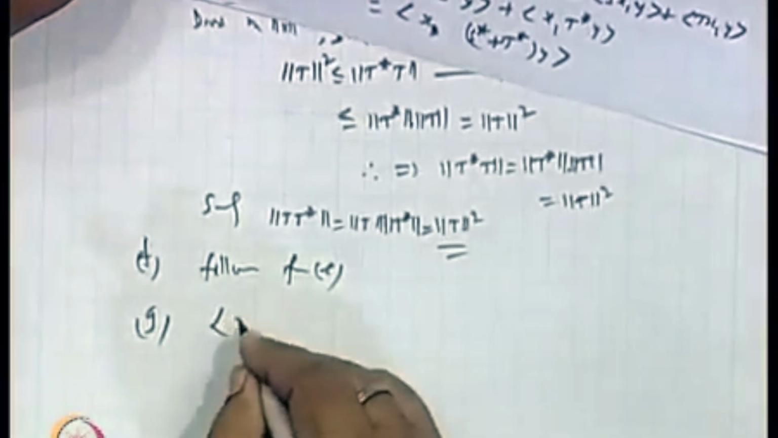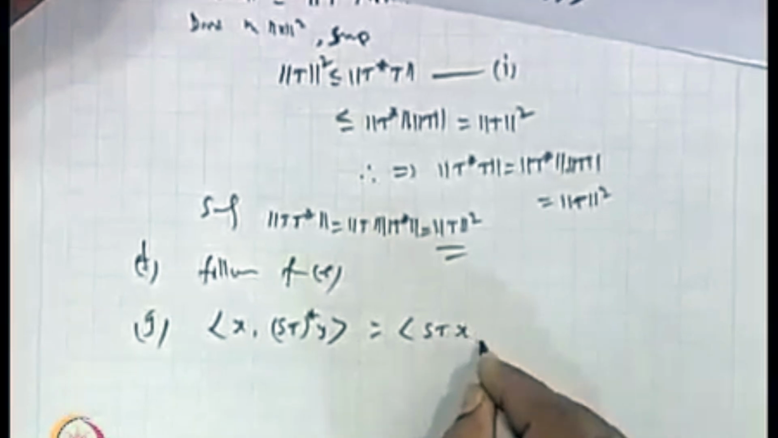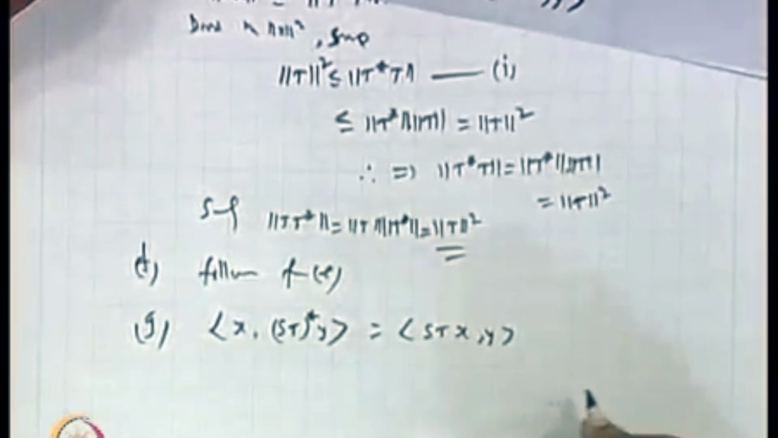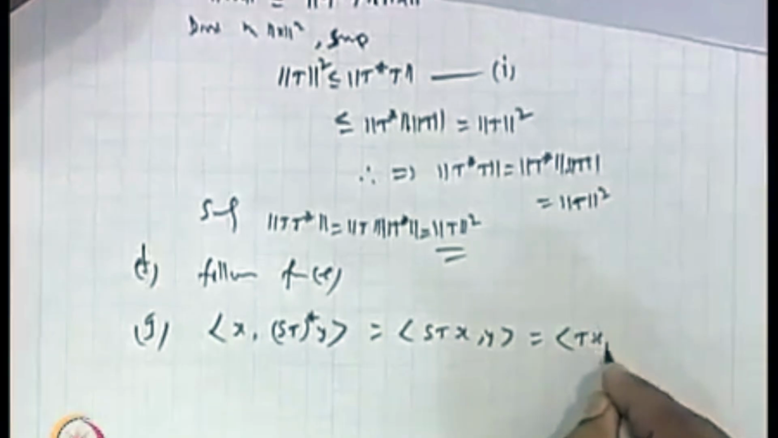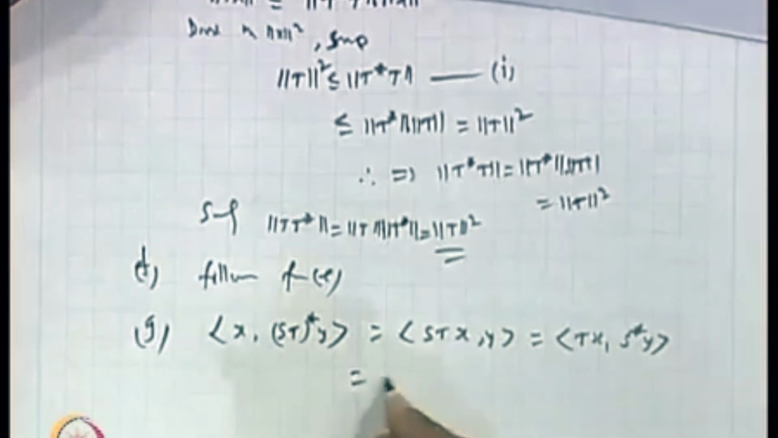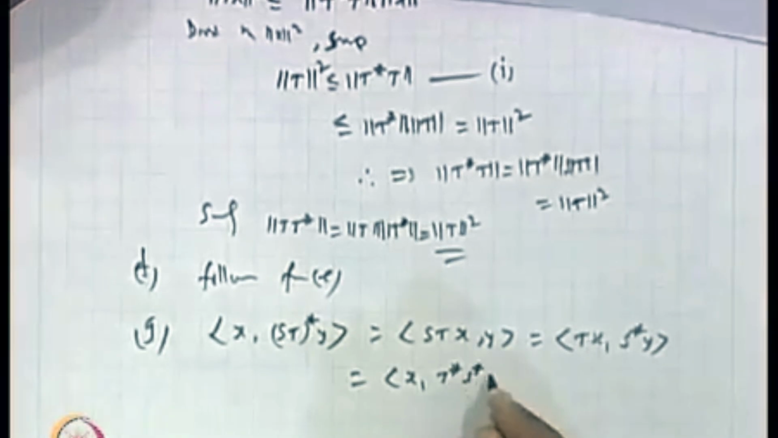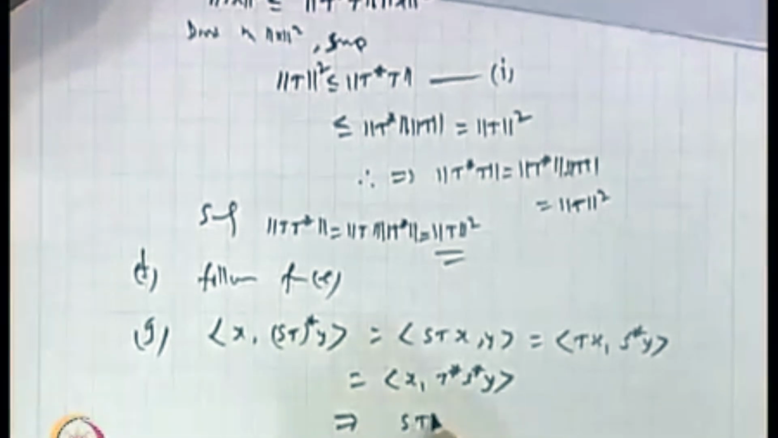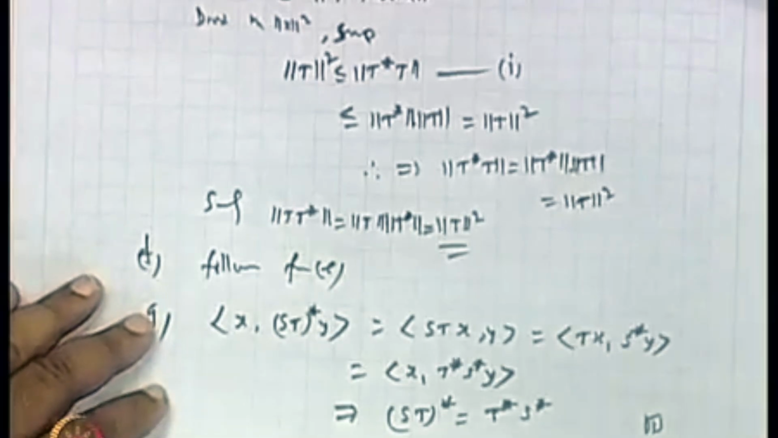So consider (x, S T star y). Now this will be equal to (S T x, y). Now this is equal to what? (T x, S star y), which is equal to (x, T star S star y), and this implies (S T) star equals T star S star. So the order reverses, and this completes this part. Agreed?